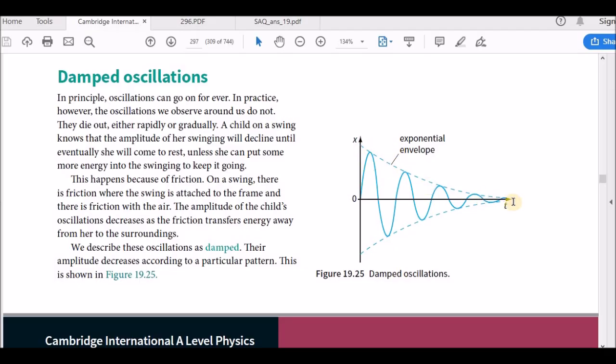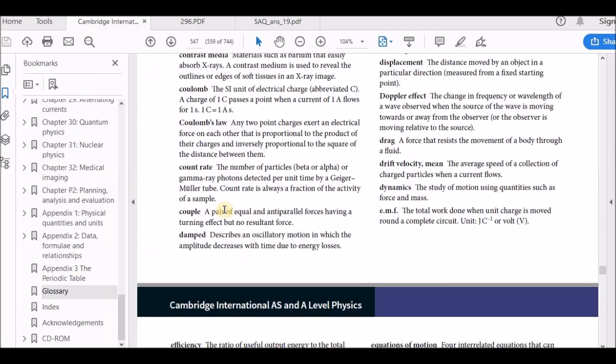Here we call this the exponential envelope. This is a displacement versus time graph. The oscillations are damped. Alright, in the glossary, the meaning of the word damped is given: describes an oscillatory motion in which the amplitude decreases with time due to energy losses. So here is the definition. Already I have explained this to you. So it has to be an oscillatory motion in which the amplitude decreases with time due to energy losses.